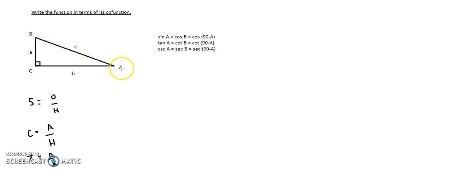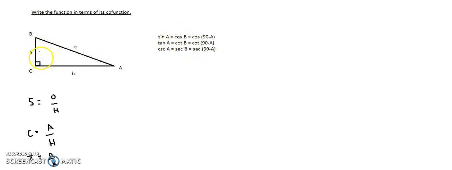So we have that sine of A would be equal to a over c, and that's also the same as cosine of B would be a over c. So we have sine of A equals cosine of B. Okay, and then we can go through and see the rest of these. Tangent of A would be cotangent of B, and cosecant would be secant, and vice versa. Okay, and then we can also rewrite them again this way. Okay, so sine of A is equal to cosine of B, but that's not all.